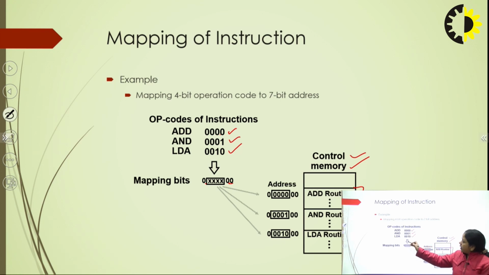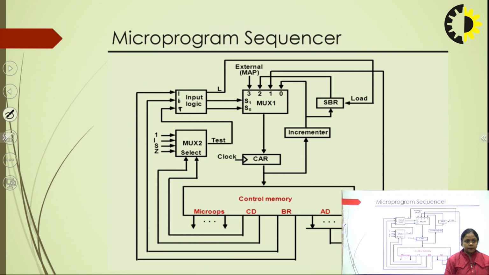For the AND and LDA, the same process will be followed. So this is the example of mapping of instruction. Now the next topic is the microprogram sequencer, which is a very important topic for our microprogram control unit. The main component of the microprogram control unit is the microprogram sequencer.